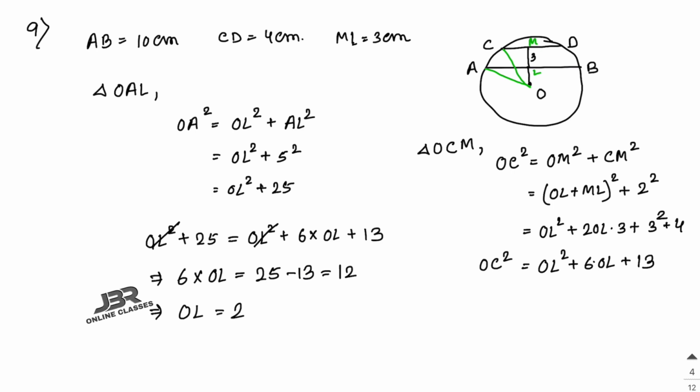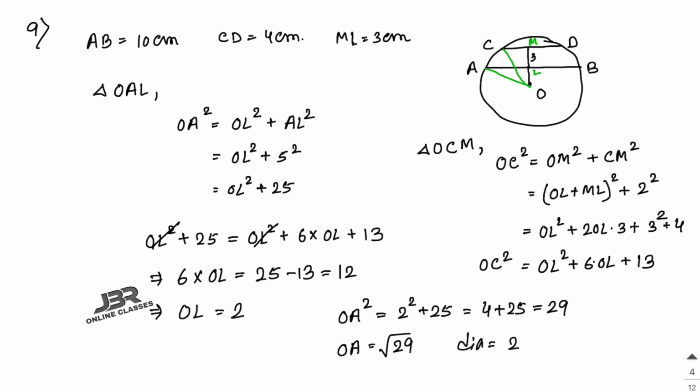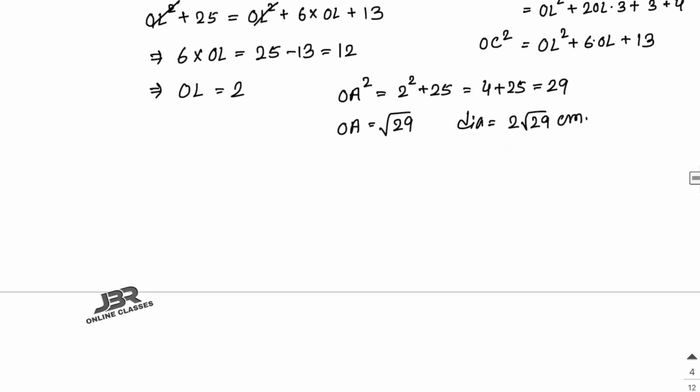So as OL equals 2, that means OA square equals 2 square plus 25, that means 4 plus 25, so it's 29. So OA equals root over 29. As OA is the radius of that circle, that means the diameter equals 2 into root 29 centimeter as your final answer. Okay, now let's move on to the next problem, sum number 10.